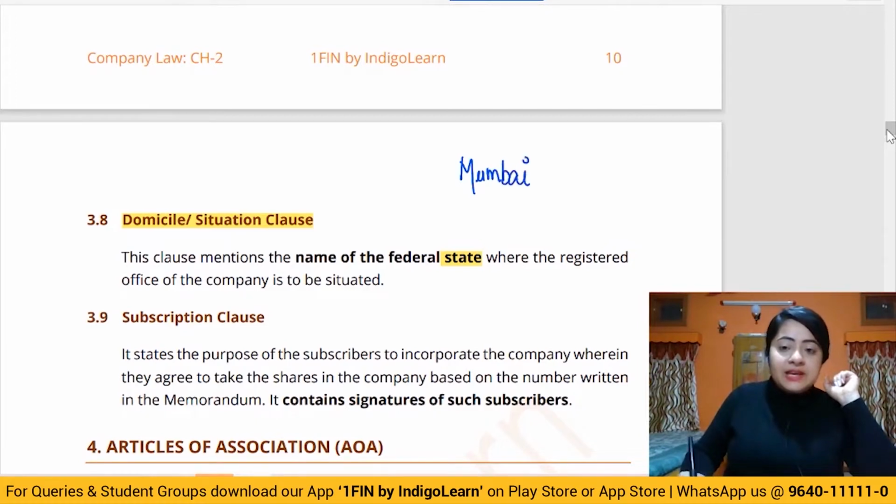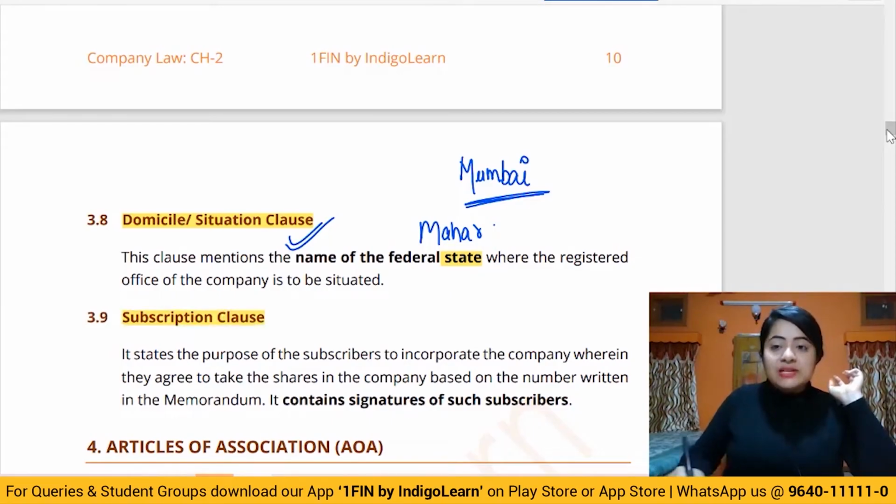Let's say the company's registered office is in Mumbai. So in that case, in the situation clause, what is going to be stated? The state in which the registered office of the company is situated is going to be stated. So in that case, we are going to write Maharashtra in the situation clause, right? Let's move on. Next is our subscription clause.